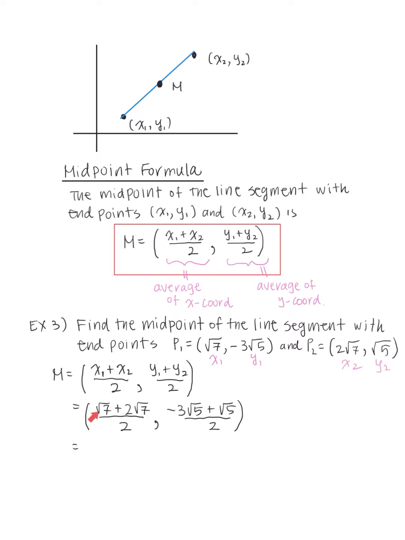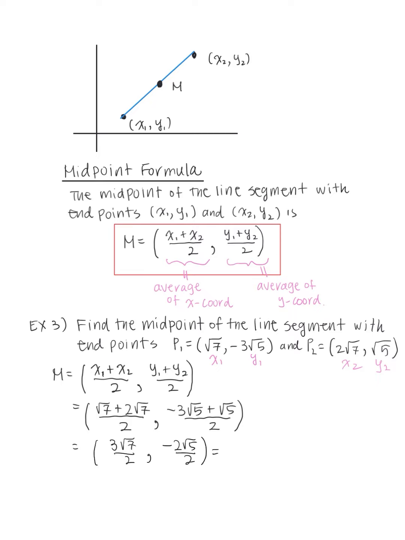So now, right here, we have square root of 7 as the like term. Now, what's the invisible number sitting in front of the square root of 7? 1, isn't it? So this square root of 7 plus 2 square root of 7 is going to become 3 square root of 7 over 2. Now, what about the y-coordinate? You have a negative 3 root 5 plus 1 root 5. So negative 3 plus 1 gives what? Negative 2. So here you're going to have negative 2 root 5 all over 2.